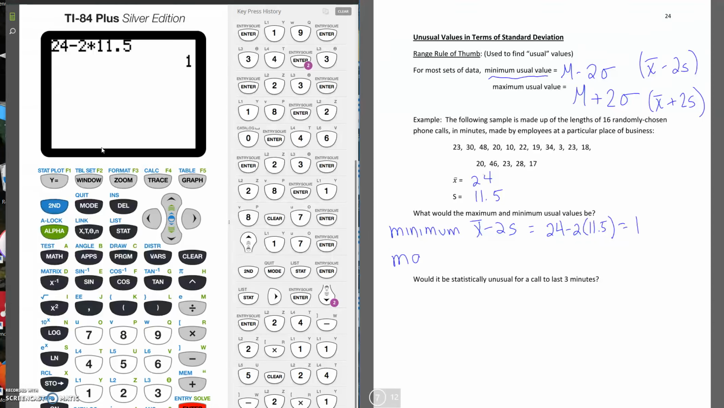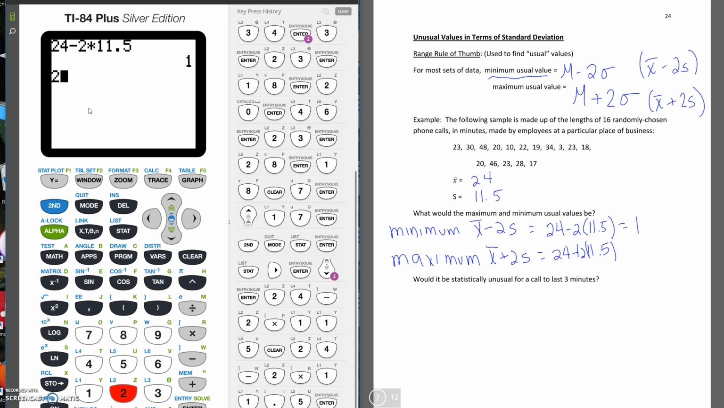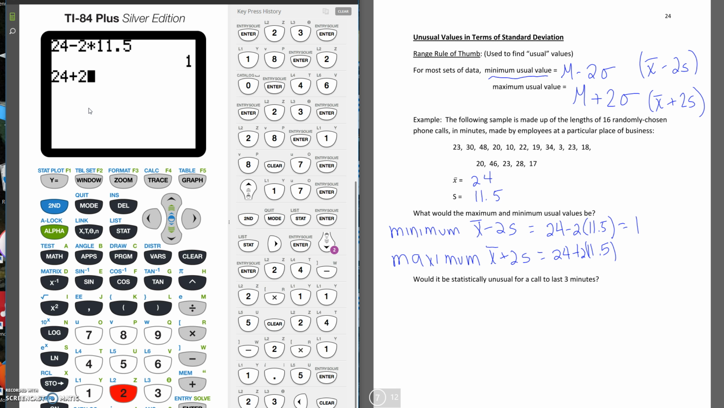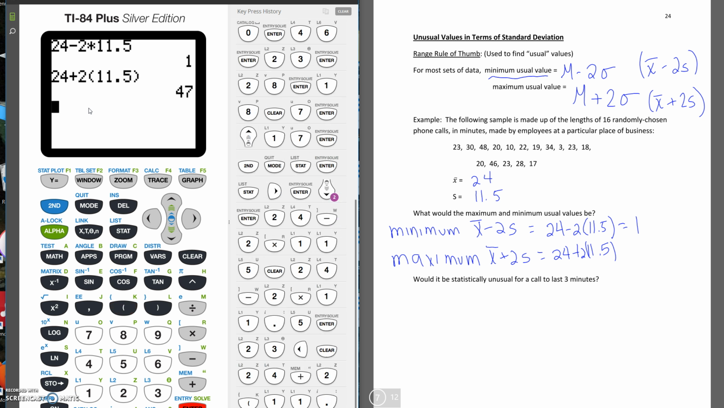And then we'll do the maximum usual value. So the mean plus 2 standard deviations. So 24 plus 2 times 11.5. So we get 47. So anything between 1 and 47 would be considered usual, and anything below 1 or bigger than 47 would be considered unusual.